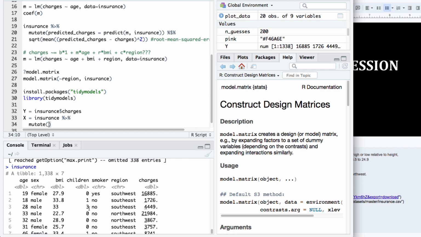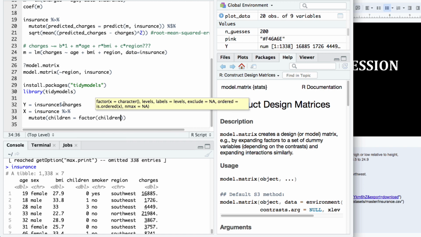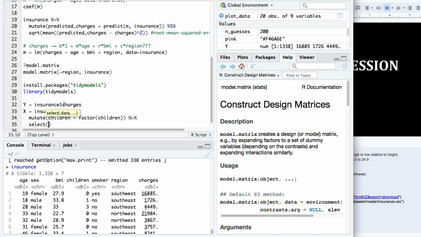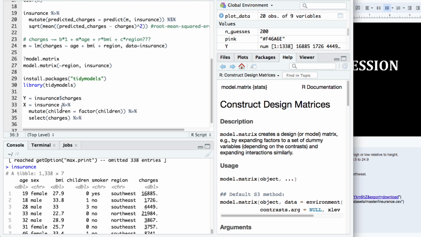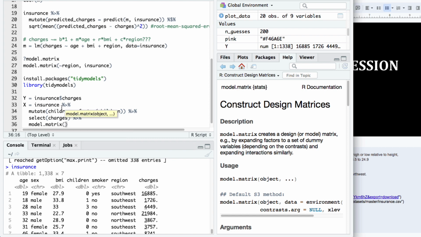So I actually want to treat children as a category rather than as a numeric. So for example, I might use a mutate and say children is equal to factor children. Okay. And then let's say I want to take out charges, and then everything else that's left over, I want to create this model matrix. The way that I indicate everything else that's left over is with the dot. So this is the formula.